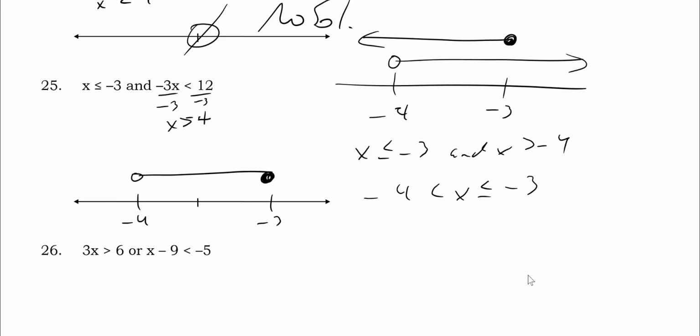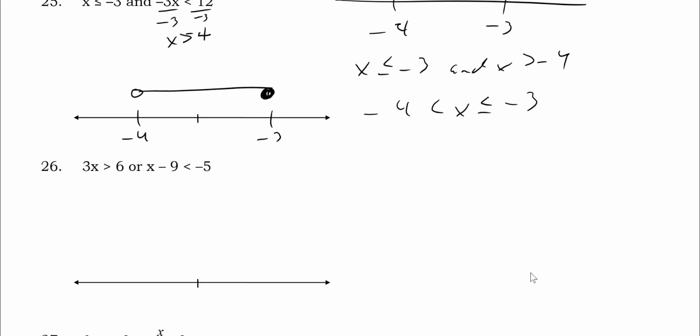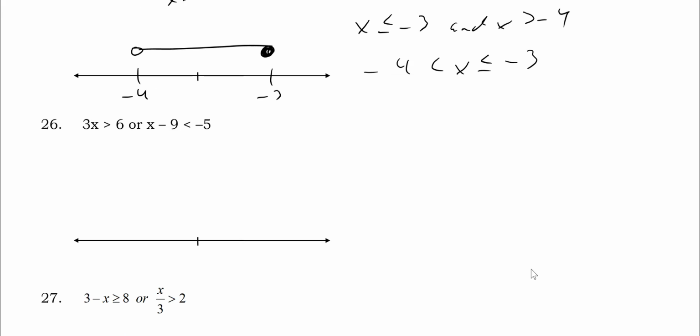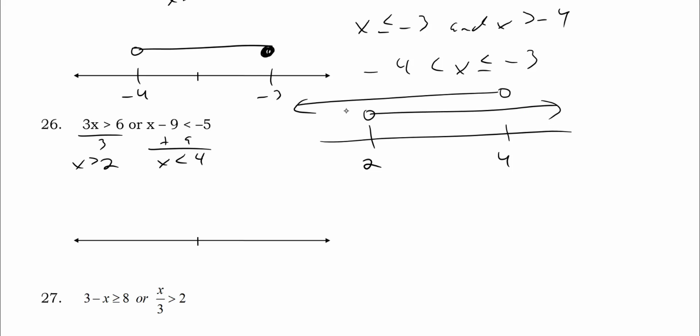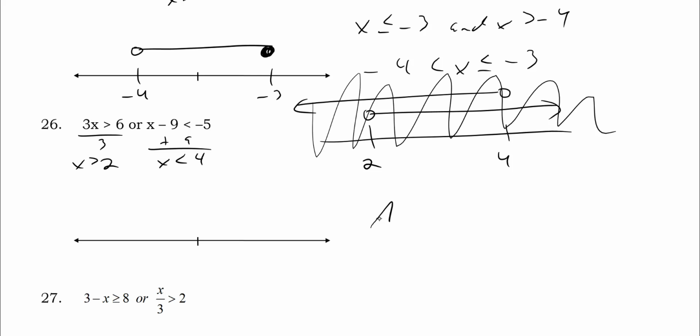Okay? Now it's an or problem. Or problem means wherever the line is, that's the solution. So I can divide by 3, so x is greater than 2, and I'm going to add 9 to both sides. So x is less than 4. So again, temporary graph. Here's 2 and here's 4. Greater than 2 and less than 4. So where do I see a line? I see a line everywhere. Here, here, here, here, here, here. So this one is all real numbers.